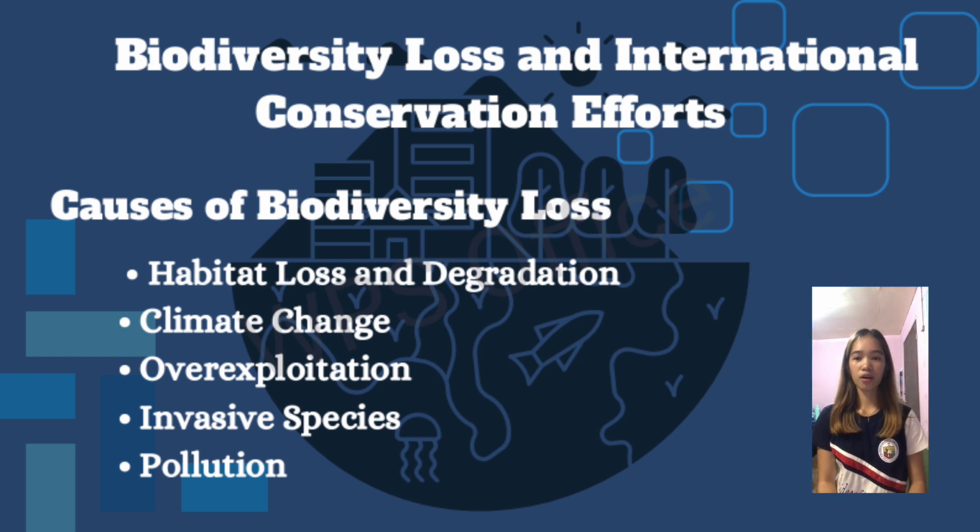So the third one is overexploitation. Unsustainable harvesting of wild species for food, medicine, or other purposes can lead to population declines and extinction. Overfishing, poaching, and illegal wildlife trade are major contributors. So the fourth one is invasive species. Non-native species introduced into new environments can disrupt ecosystems, outcompete native species, and lead to biodiversity loss. And lastly is pollution. Air, water, and soil pollution can directly kill organisms, disrupt food chains, and alter habitats.